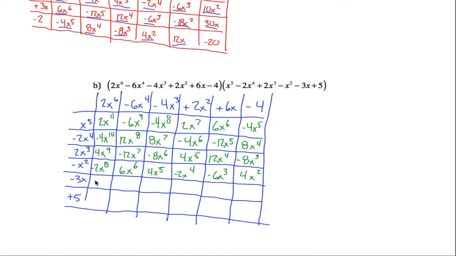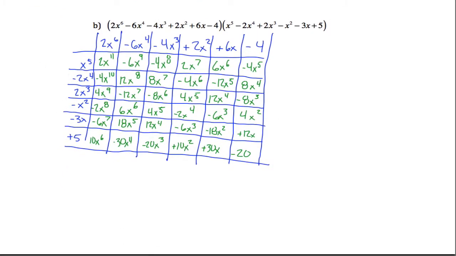And -3x times 2x to the 6th gives us -6x to the 7th, +18x to the 5th, +12x to the 4th, -6x cubed, -18x squared, plus 12x. And our last row here, 5 times 2x to the 6th gives us 10x to the 6th, minus 30x to the fourth, minus 20x cubed, plus 10x squared plus 30x minus 20. And now we hope that we get the same answer we got up top.